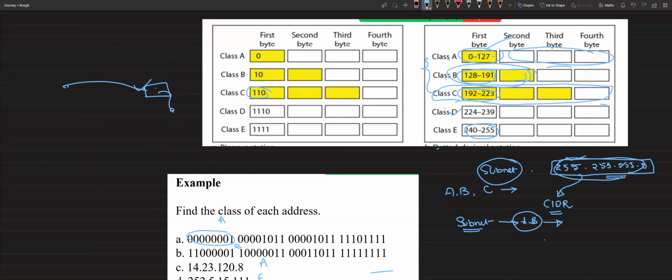So for that purpose, they introduced the concept of classless addressing. Here we will not bother about which class it is. All the addresses can be assigned to any group.